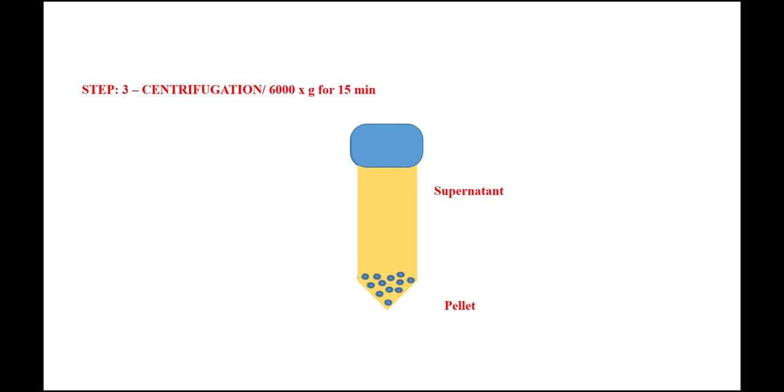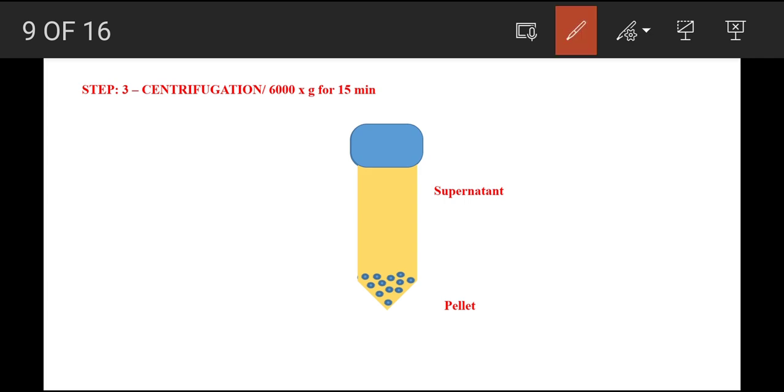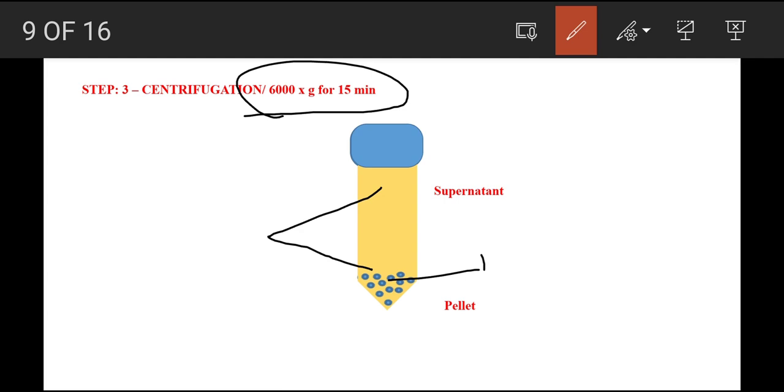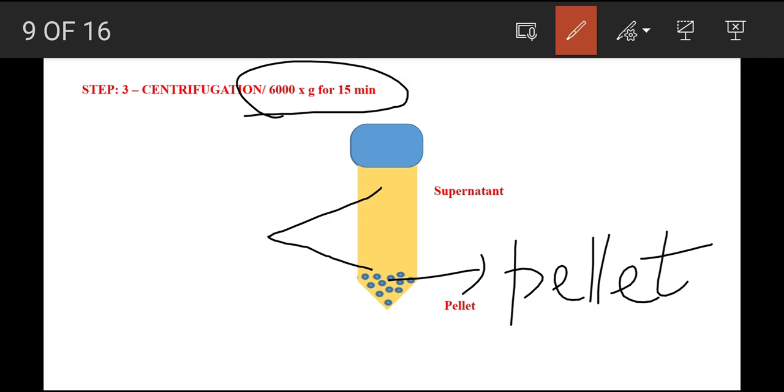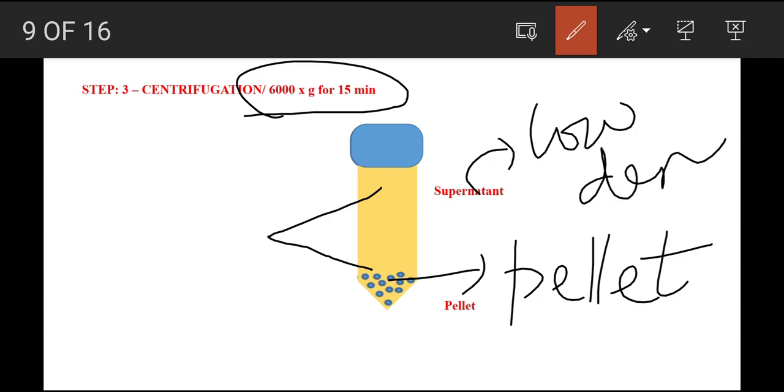This centrifugation process is carried out in a restricted condition, which means it is done at 6000 g for 15 minutes, which will separate the high density cells at the bottom. This is called the pellet. The pellet usually contains high density molecular weight substances, and the upper layer is called the supernatant, which usually contains low density substances. So after centrifugation, this will take place.